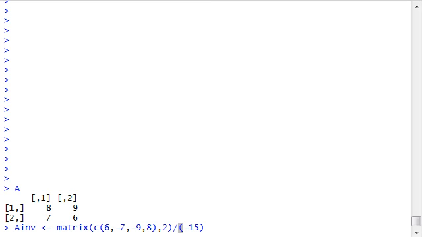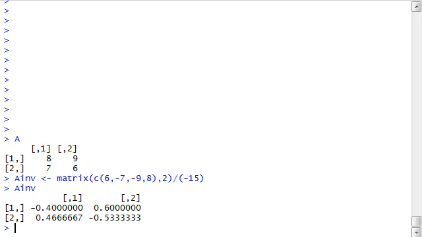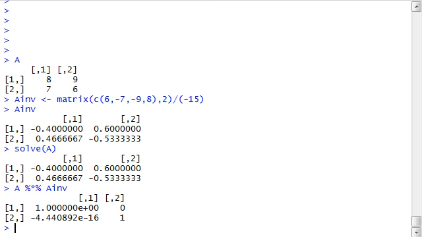So let's check this. This is the inverse that we found, and compare that to the inverse of A. We see that the formula checks, at least for this example. And if we would like to triple check, we can do that as well and see that, except for rounding errors, the product of A and the inverse is the identity matrix.